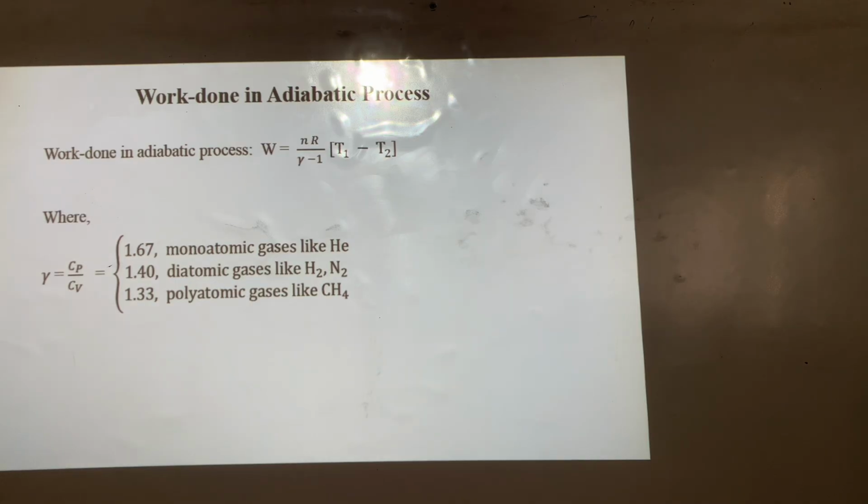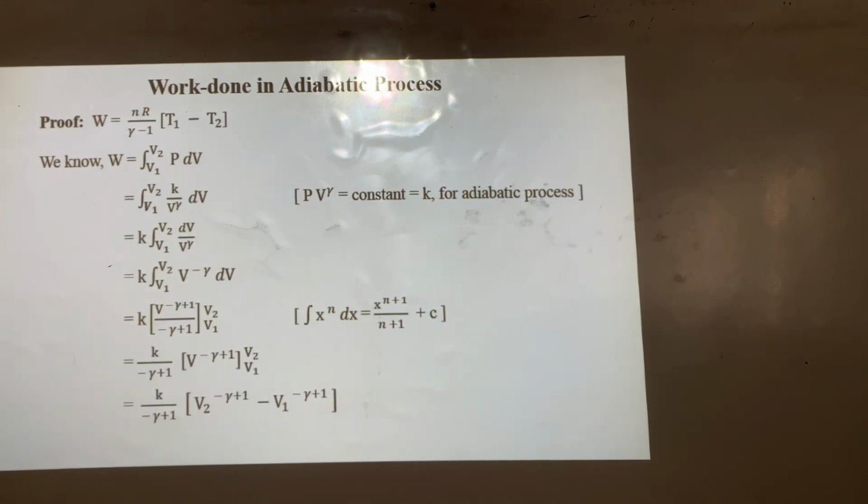And gamma can be found using the ratio Cp by Cv, and we may talk about that Cp and Cv in another lecture. Okay, not today. So we will try to find this formula for work done. This would be rather similar to the earlier proof, but with a slight difference. We have the same formula that we have seen. We will start from the integration of P dV from V1 to V2.